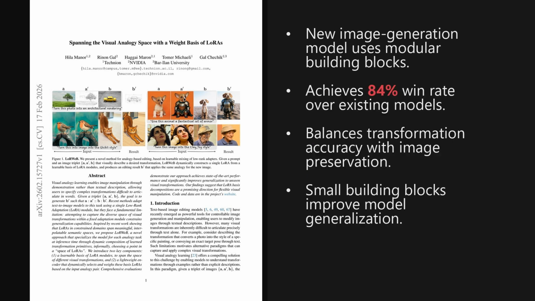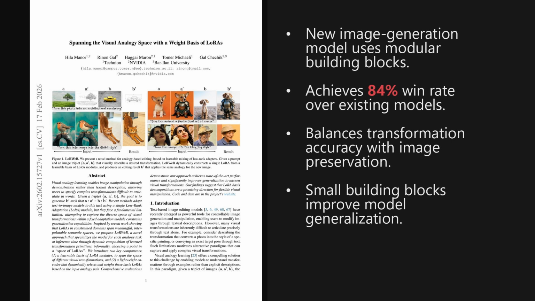I'm Alex. Today, we're looking at a paper from the Hugging Face trending list, published on February 17, 2026, exactly 1 week ago. It proposes a new framework called LoRWeB that solves complex visual analogies by dynamically mixing a learned basis of low-rank adaptation modules, achieving win rates of up to 84% against competing methods. The paper is titled, Spanning the Visual Analogy Space with a Weight Basis of LoRAs.